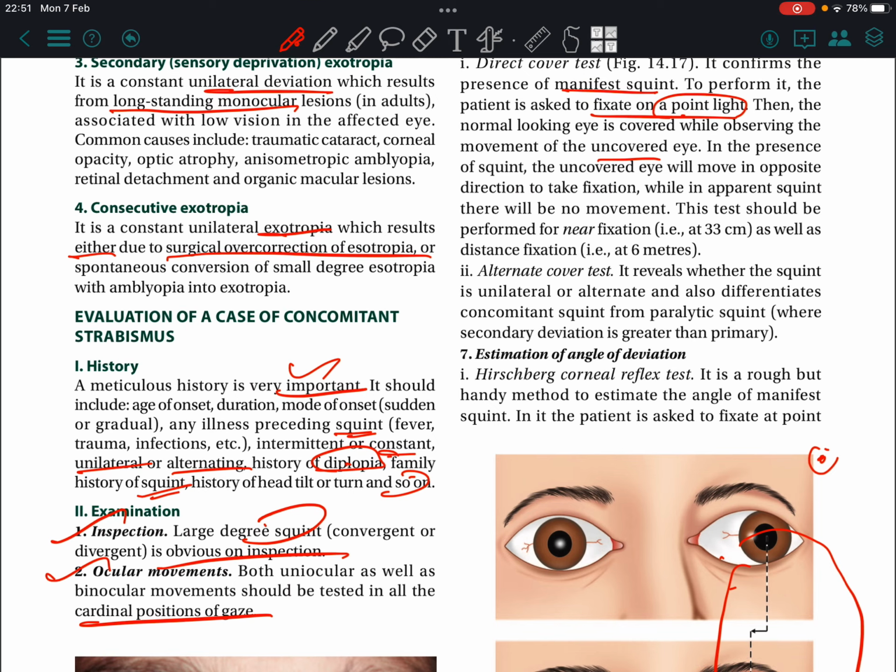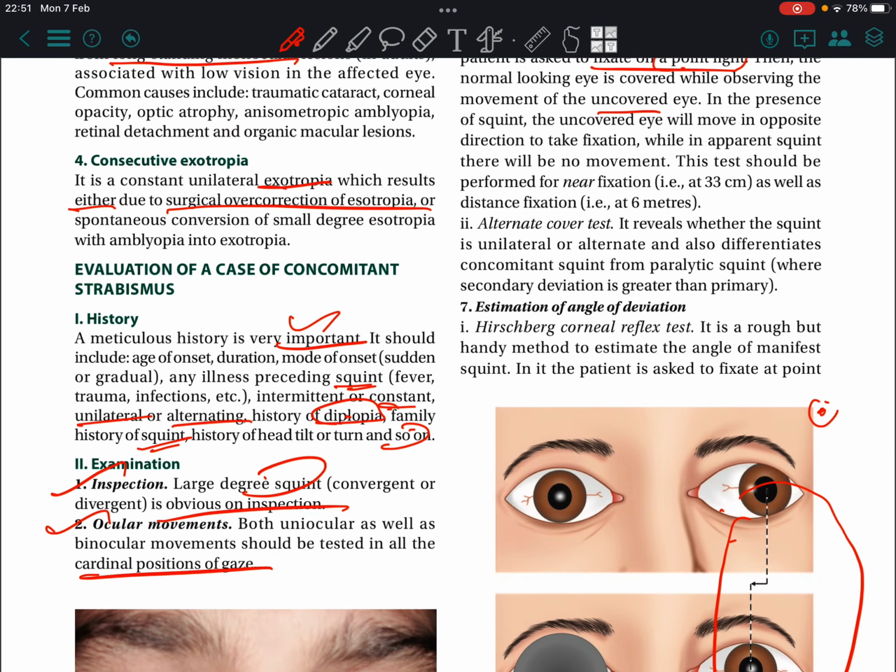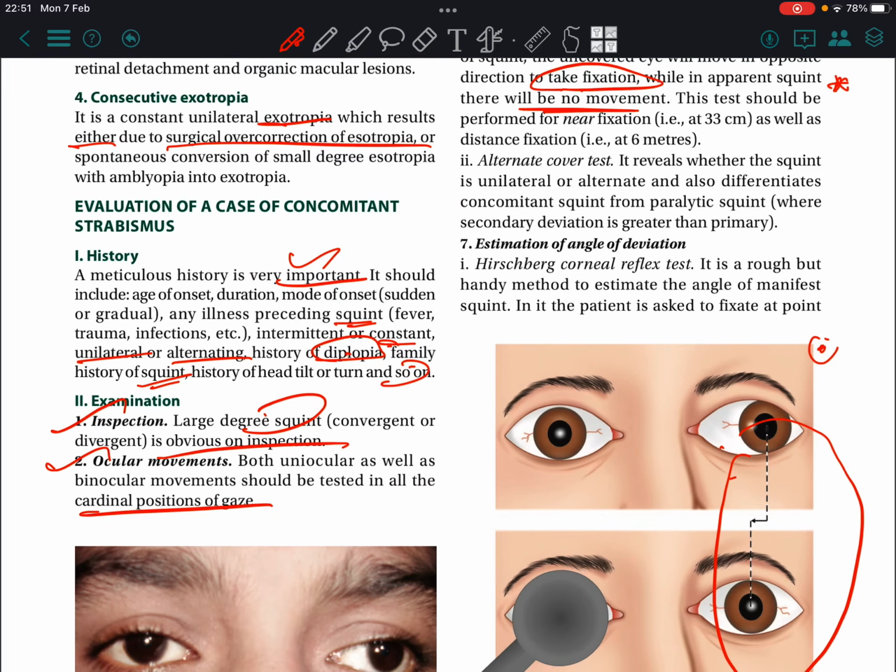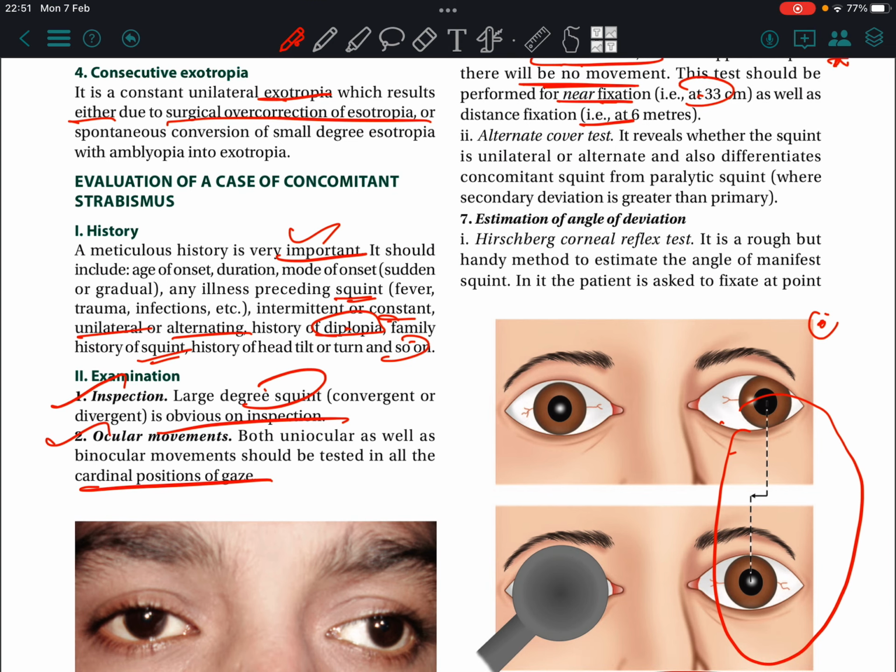In presence of squint, the uncovered eye will move in the opposite direction to take fixation, while in apparent squint there will be no movement. The test should be performed for near fixation at 30 cm as well as distant fixation at 6 meters. Alternate cover test reveals whether squint is unilateral or alternating and also differentiates concomitant squint from paralytic squint. Estimation of angle of deviation.